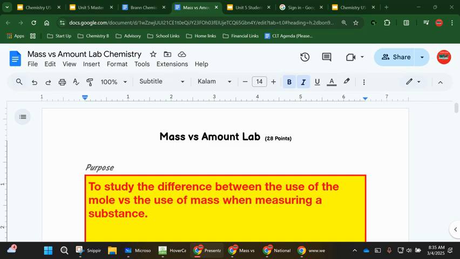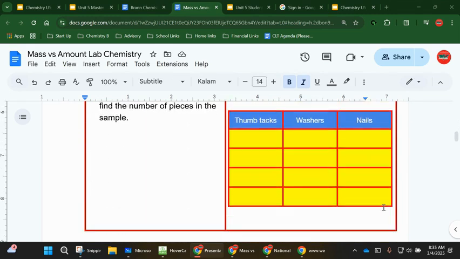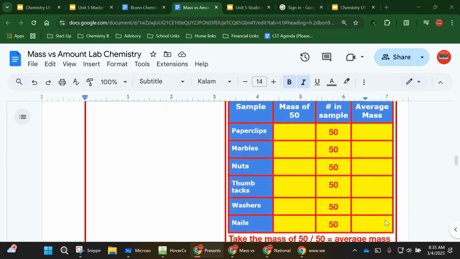If you are to the point, ladies and gentlemen, where your observations are made, for the table where you found the mass of 50, you are going to take the mass of the 50 and divide it by 50 to get the average mass of one of the sample. So your mass here divided by 50 will give you the average mass of one of those. That is the number that you are going to need.